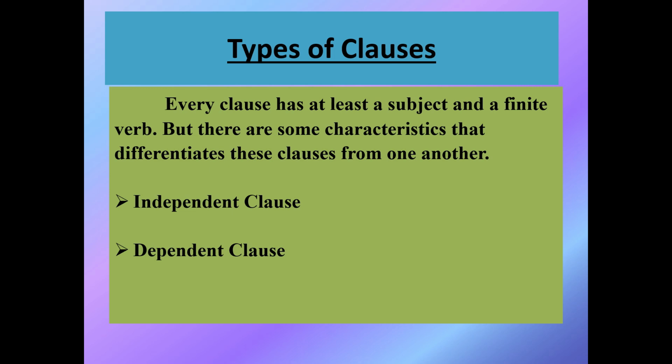Types of clauses. Every clause has at least a subject and a finite verb. I think so now it would be clear to you कि हर clause के अंदर whether the clause is dependent or independent, उसके अंदर एक subject और एक finite verb का होना लाजमी है. But there are some characteristics that differentiate an independent clause from a dependent clause. कुछ ऐसी खसूसियात हैं जो independent clause को dependent clause से differentiate करती हैं.